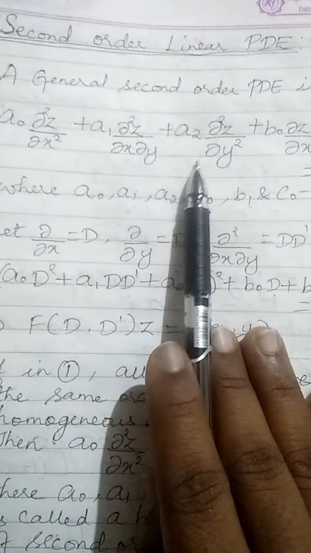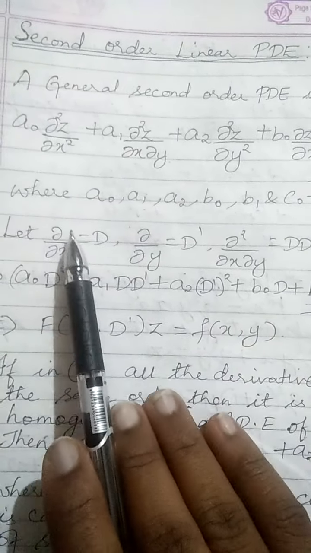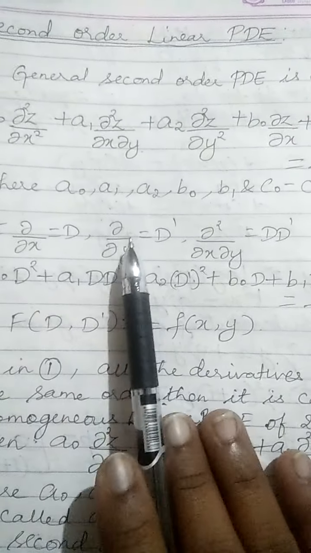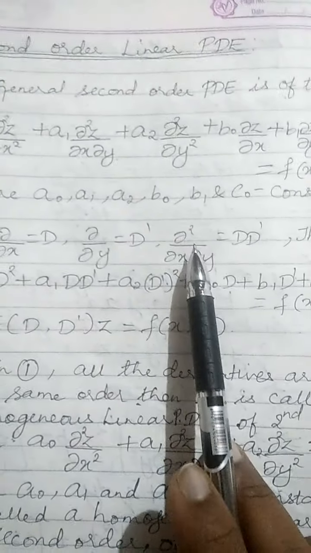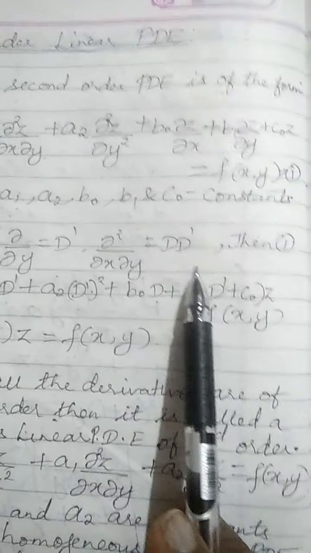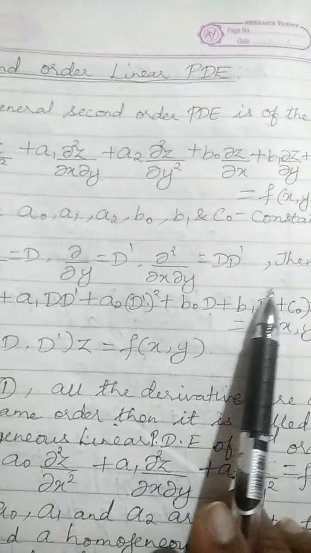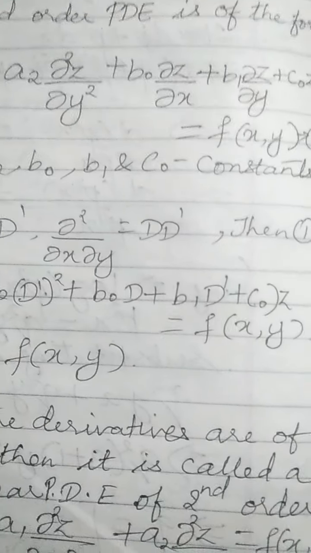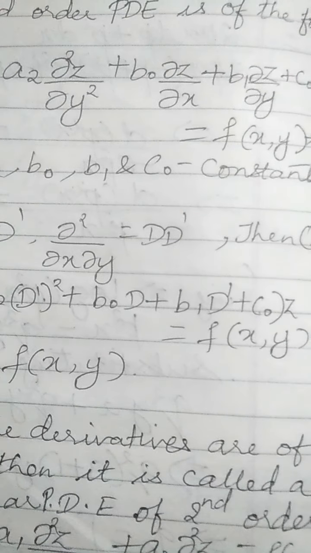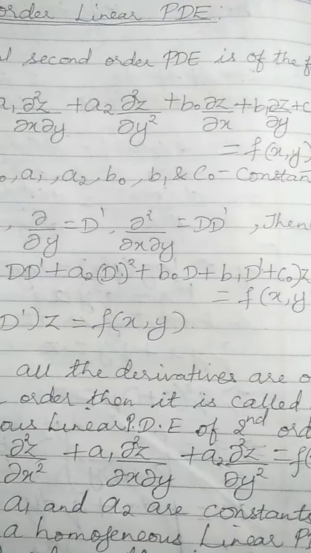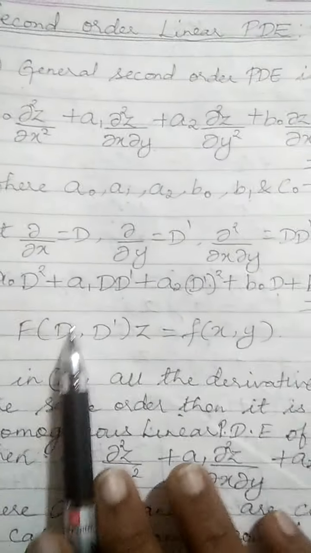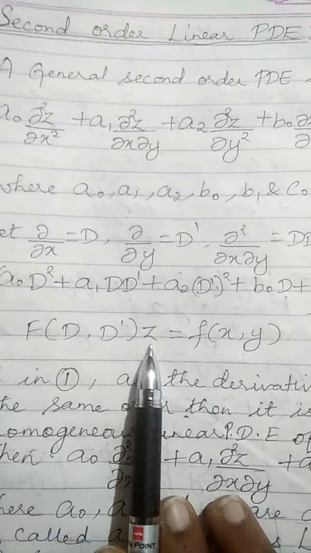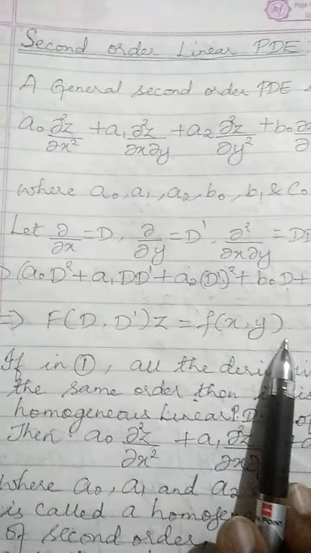Now if we have to write this in operator notation, then we put ∂/∂x equal to D, ∂/∂y equal to D dash, ∂²/∂x∂y equal to DD dash. Then equation 1 can be written as (a0 D² + a1 DD' + a2 D'² + b0 D + b1 D' + c0) z = f(x,y). That is, we denote it as f(D, D') z = f(x,y).